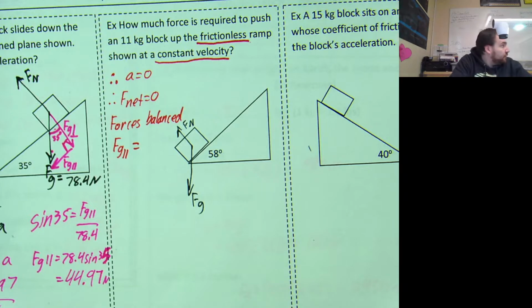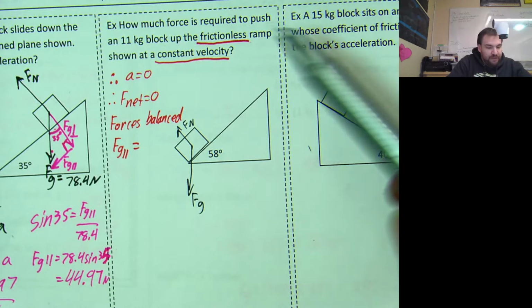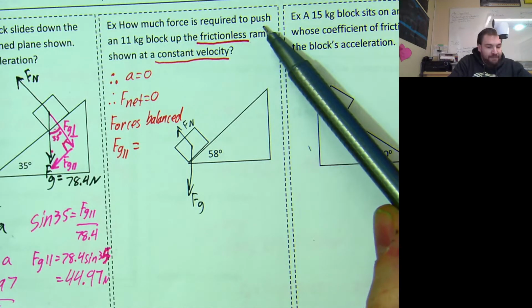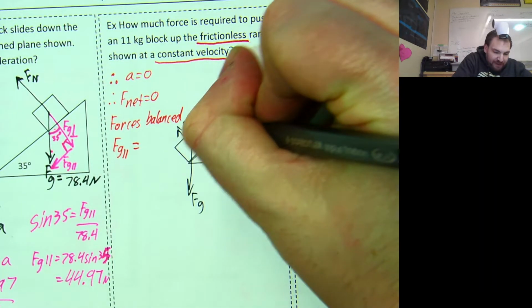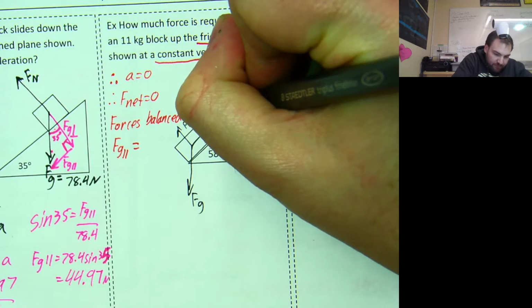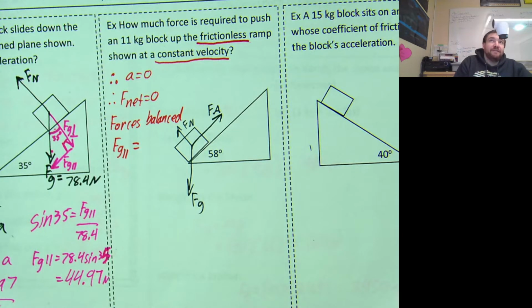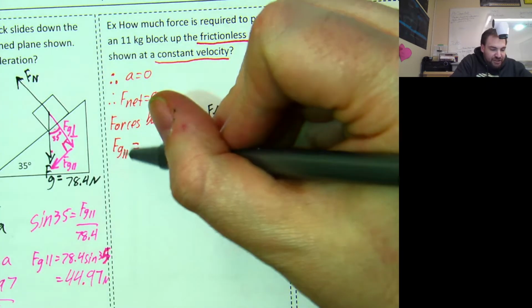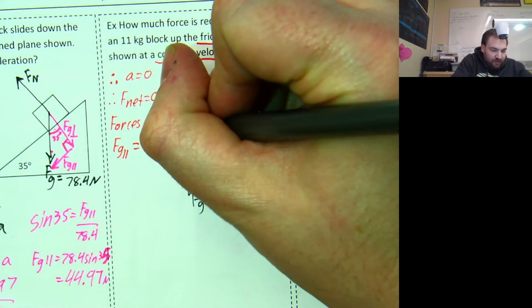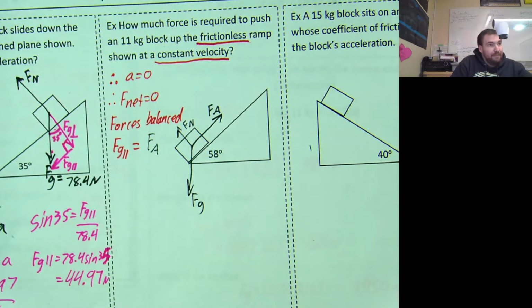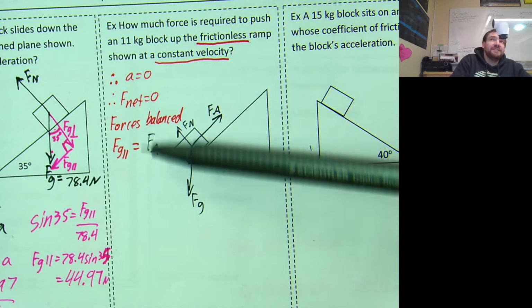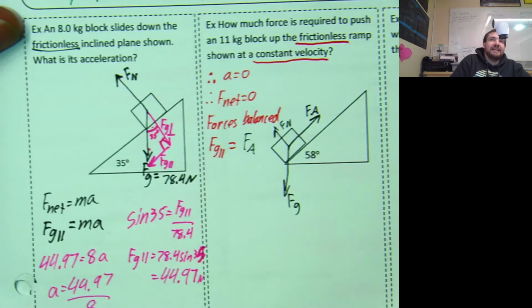Applied force. Fa, there is an applied force. We are told that you want to push the thing up the incline. So to push it, there must be an applied force upwards. So in this case, Fg parallel is going to have to equal that applied force.